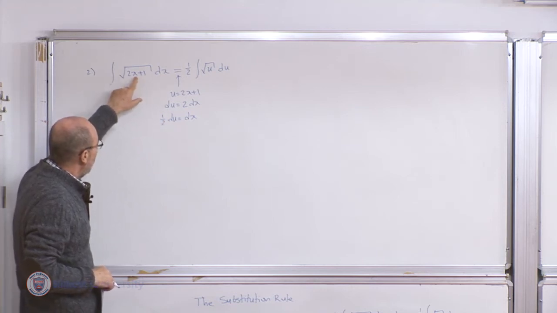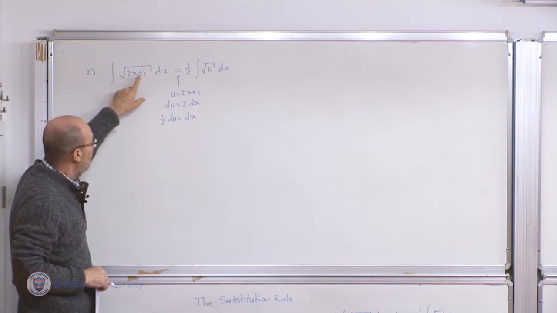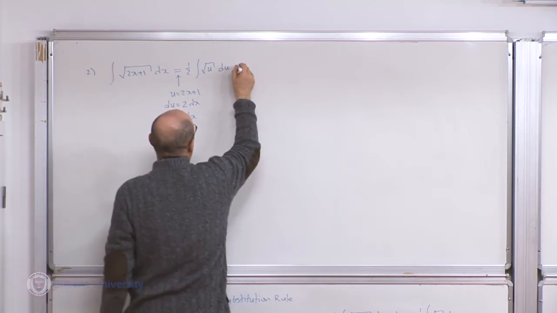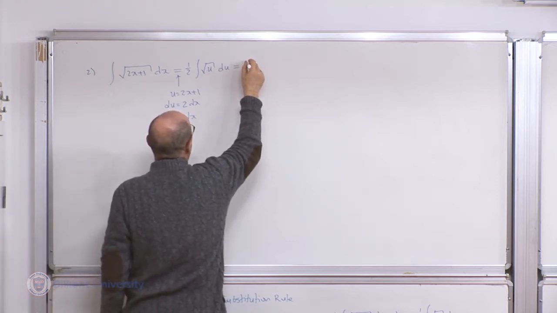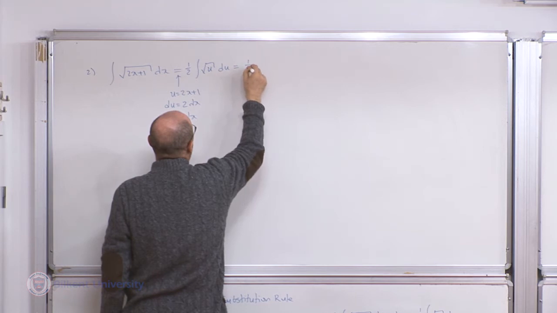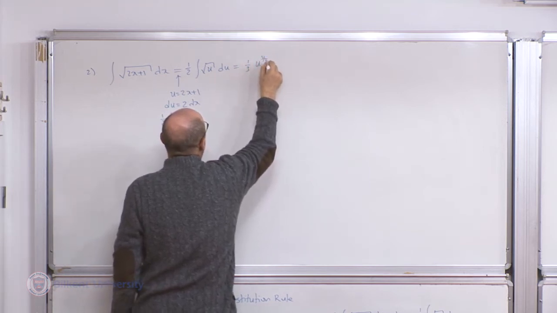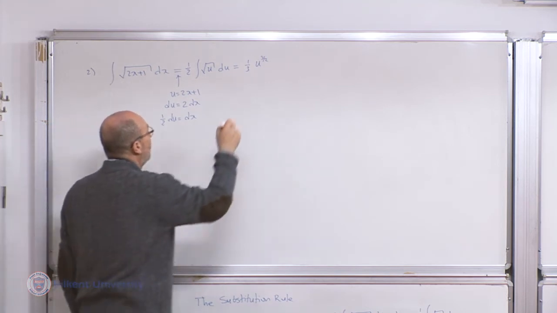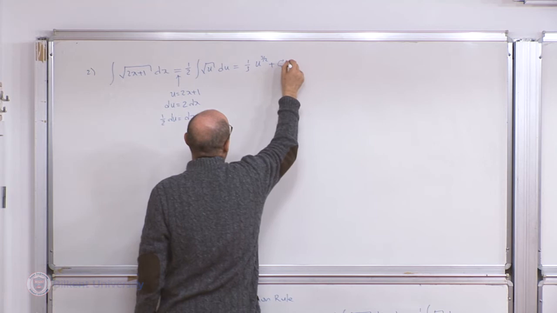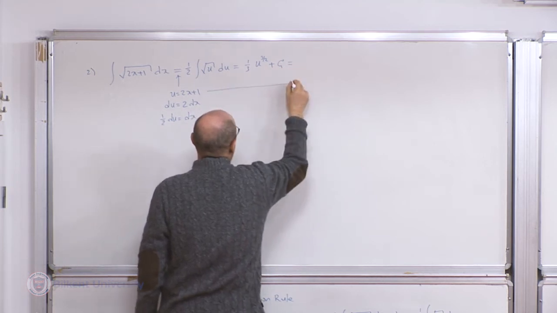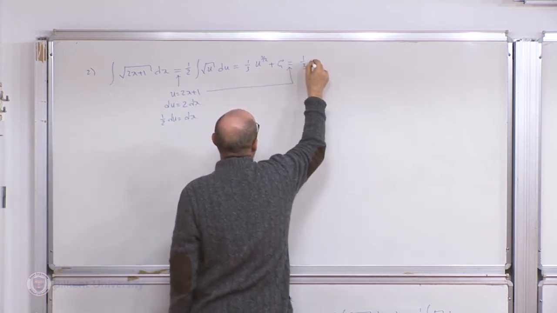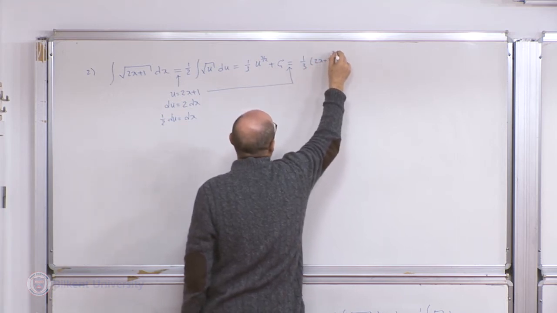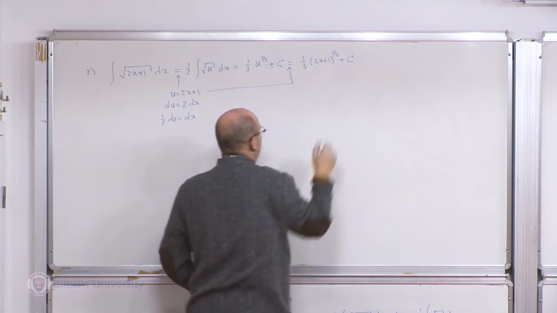And what I see inside the square root function is my g of x here. So I know an antiderivative for this. So this is 1 over 3, let's check, u to the 3 over 2. If I take the derivative of this, I get square root u, plus c. And I put this substitution back: 1 over 3, 2x plus 1 to the 3 over 2, plus c.